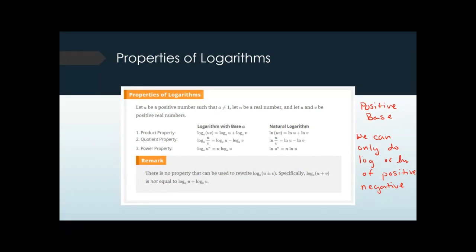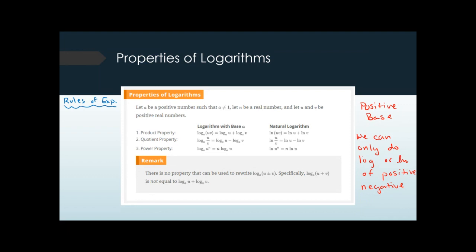So we have 3 properties. We have the product property, the quotient property, and the power property. And these are related to the rules of exponents. A logarithm is basically doing the opposite of an exponent. So let me put the rules of exponents over here. I'm just going to abbreviate exponents.